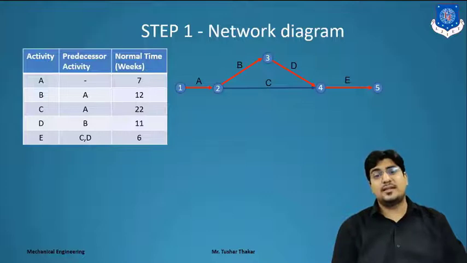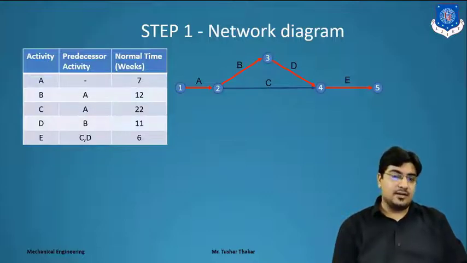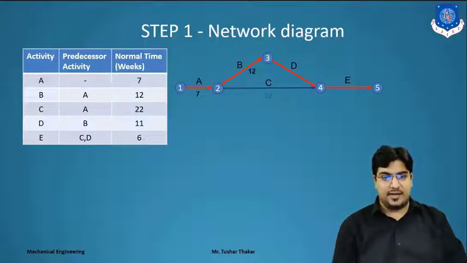Now we have to mention the normal time over here. So for activity A 7 weeks, for activity B 12 weeks, for C 22 weeks, for D 11 weeks, and for E 6 weeks.